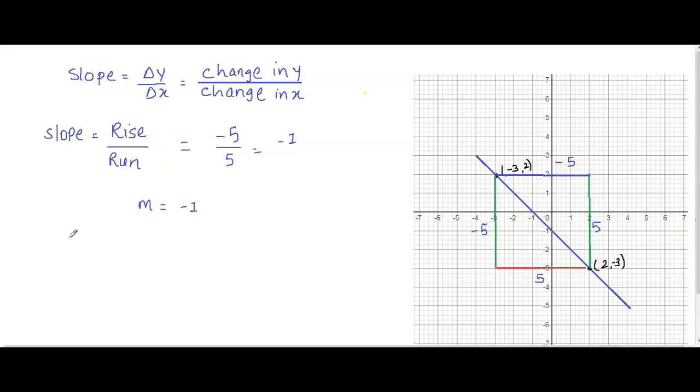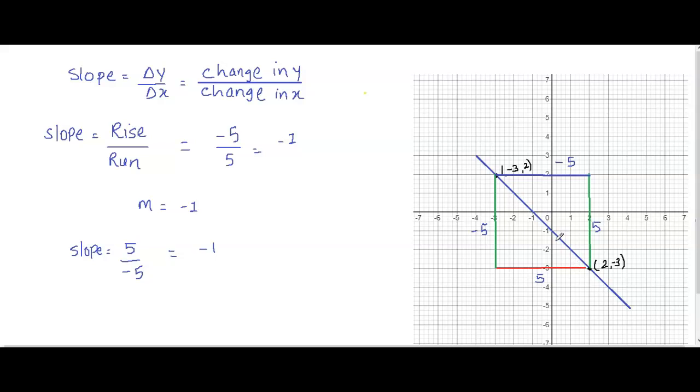So now let's write this. Slope is equal to change in y over change in x. So what's your change in y? Change in y is your vertical distance. This time your vertical distance is +5, so you're going to put +5 here. And then change in x is your horizontal distance, which is -5 this time. So we're going to put -5 here. And again, 5 divided by -5 is going to give you -1. So either way is fine. It doesn't matter which direction you go, you're always going to get the same slope.